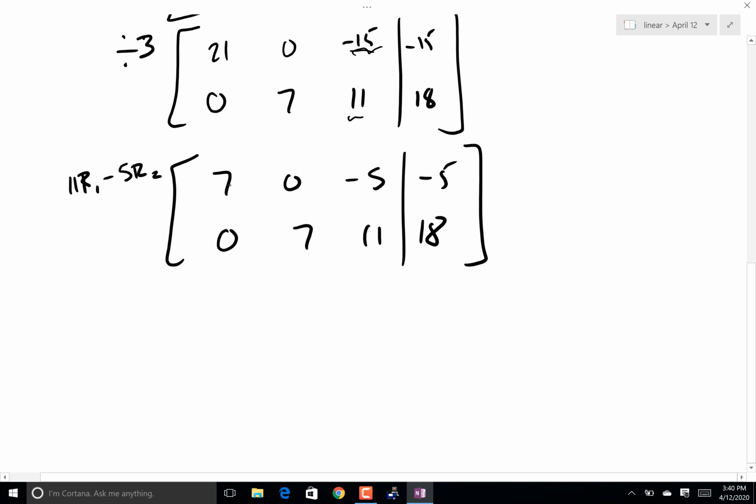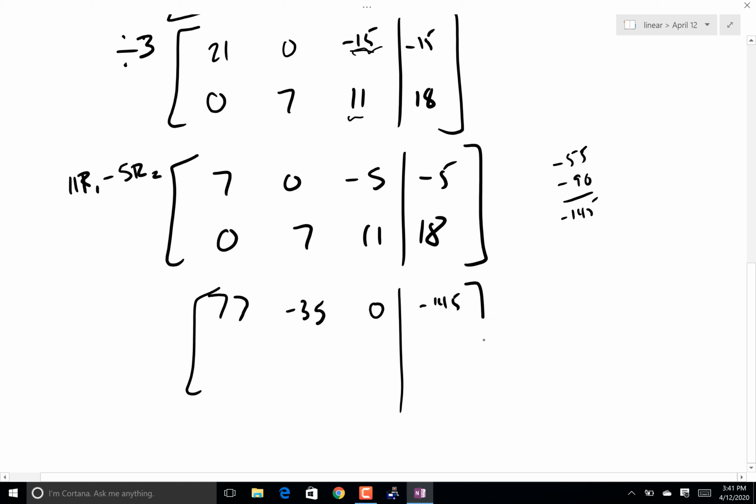So we're going to get 77. And then you get 0 minus 35. Oh, geez, now I'm back to here. And then you're going to end up with 0. That was the whole point. And then you're going to end up with negative 55 minus 90. That's disgusting. And then, of course, the bottom didn't change. And you're like, well, why did I waste my time doing that?